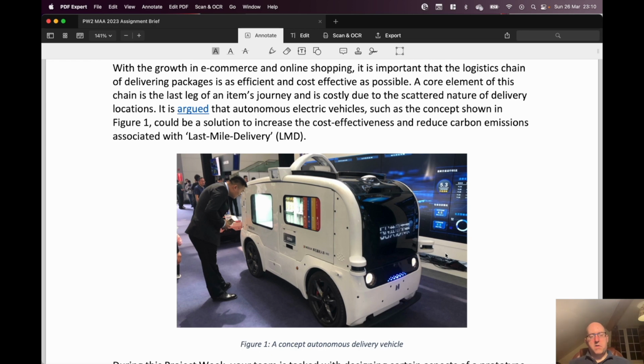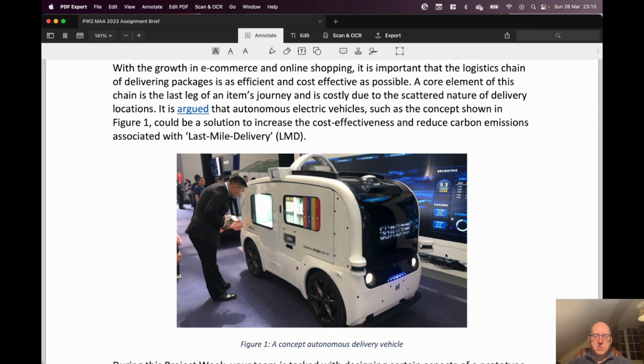You imagine you've got something that comes into Bristol's sorting depot, and then it goes out to the individual areas of Bristol, and that last section is scattered, like I said, so it's quite costly. And one of the ideas being argued is that you could actually replace that last mile delivery with an autonomous electric vehicle.